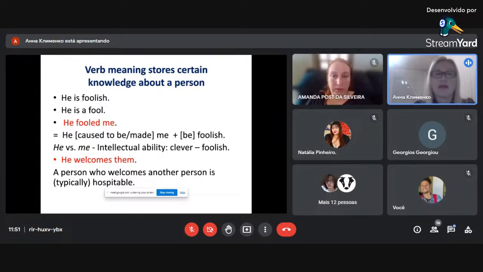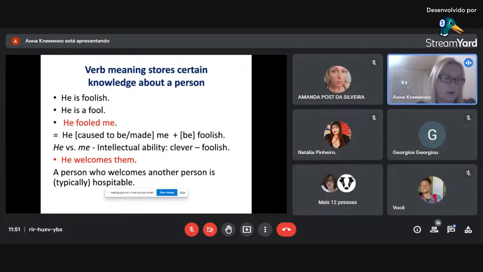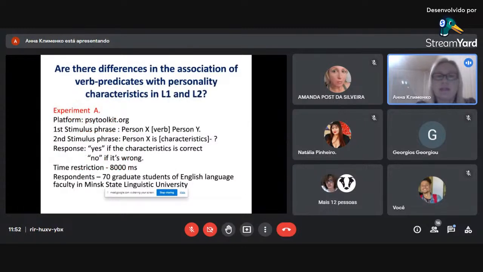So the question arises whether such a cognitive operation of extracting knowledge about the personality from the verb meaning is the same or different in native language and in the foreign language. So are there differences in the association of verb predicate with personality characteristics in L2 and L1? To find this out, we conducted a series of experiments with respondents, our graduate students of the English language faculty of Minsk State University.